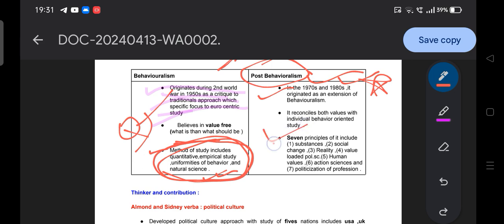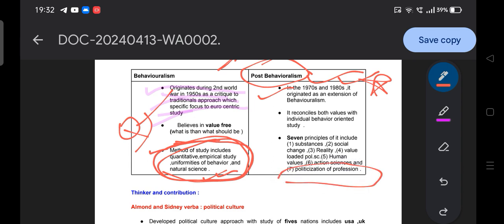Seven principles of post behavioralism: substance, social change, reality, value-loaded political science, human value and action science, then politicization of the profession. These are the seven credo principles of post behavioralism that can be asked in your examination. What does it mean by the politicization of the profession?